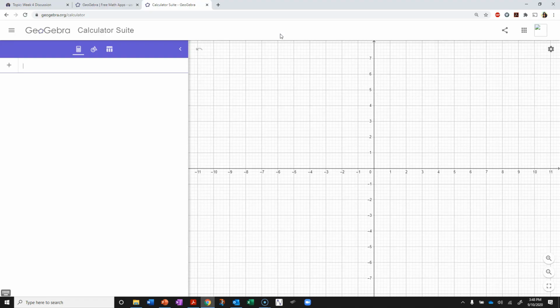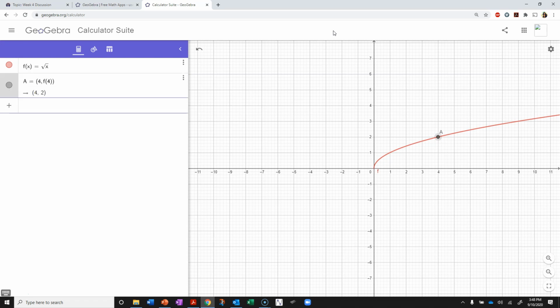We're back at Geogebra. We'll type in our function f of x equals square root x. Geogebra's being difficult. There we go. Square root x. So we have that graphed. Then we want to graph the point 4, comma f at 4. We have the point, and now we're going to graph our tangent line.